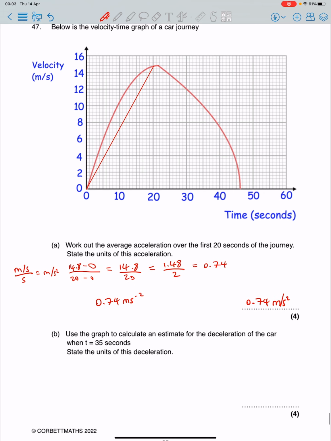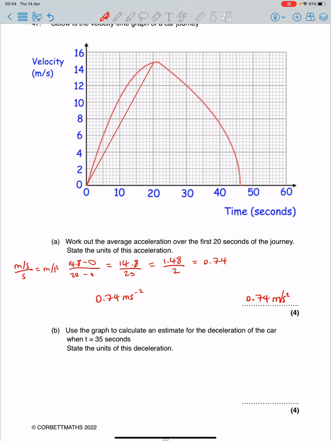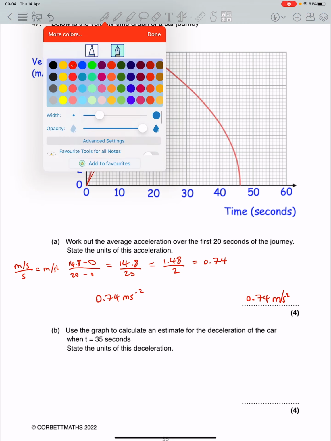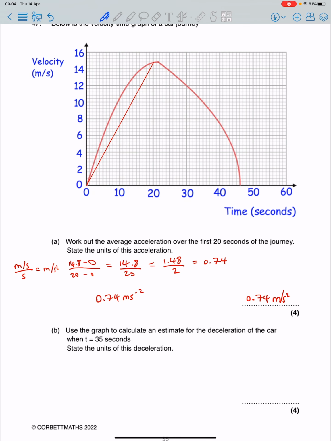Means the same thing. Use the graph to calculate an estimate for the deceleration of the car when t equals 35. So this is different. They're not asking us for an average acceleration, but rather an instantaneous acceleration. So at 35, I'm going to draw this one in blue. At 35, we're going to draw a tangent. So you get a mark just for drawing a tangent.